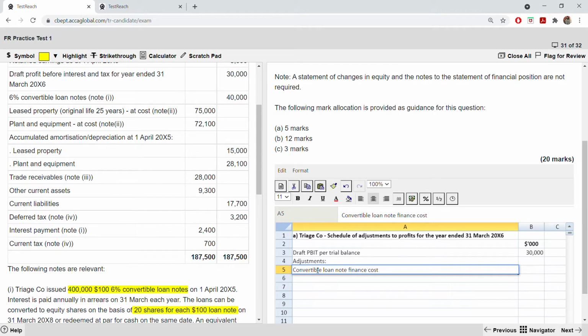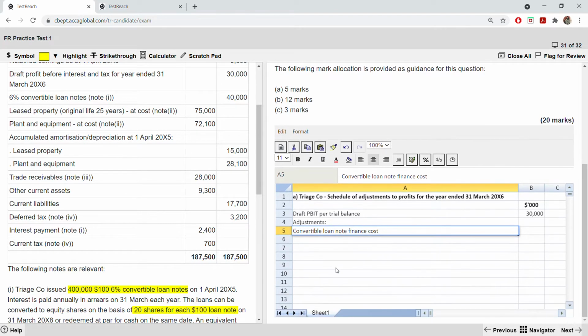You can even write interest also, but you need to write either interest or finance cost. You cannot just leave it as convertible loan note. Even if you write the interest amount also, it will be counted as convertible loan note. That's why your description needs to be very, very clear. Otherwise, whatever you write, whether it's interest also, it will be taken as convertible loan note. And convertible loan note you don't take in the profit and loss adjustment. It's a non-current liability, so you take it in the non-current liabilities in the balance sheet.